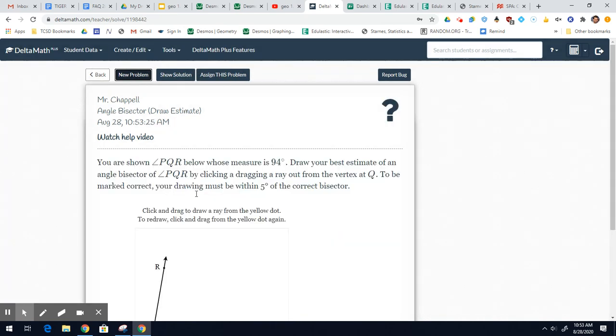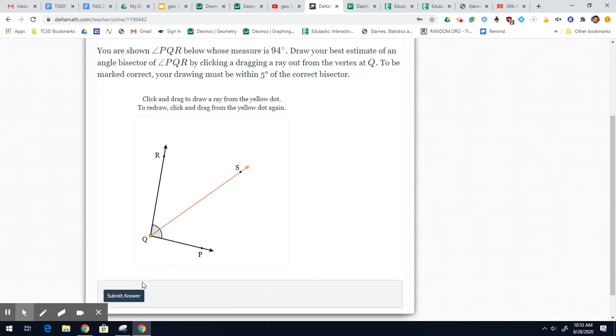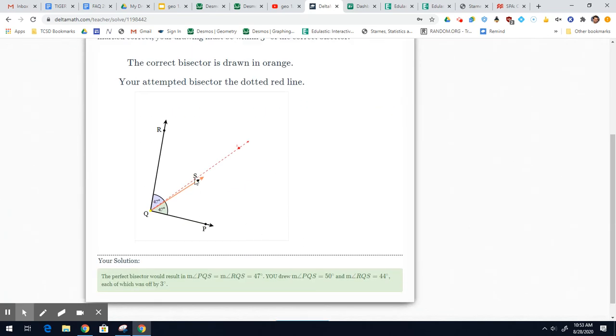New problem. Okay, good. So this is 94. So let me do it again just to show you that I'm not perfect, right? Okay. So I think that's about right. So we're going to submit. Yes. Okay, and now here, better, right? So this is the red. This is the correct one.